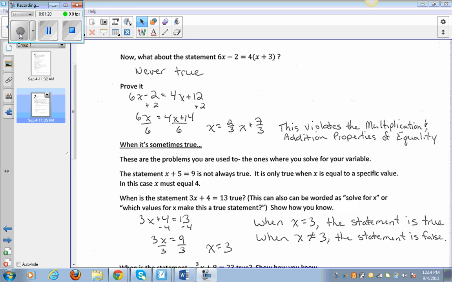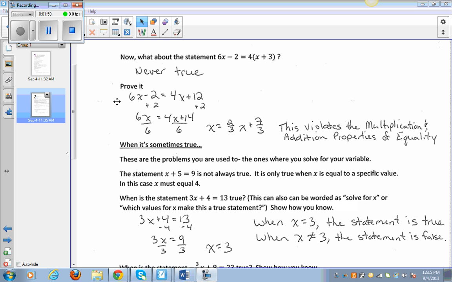So I might repeat myself, but it looks like we were proving that statement is not true. So I added 2 to both sides, got 6x equals 4x plus 14, and then divided by 6 to get my x by itself on the left side, which left me with x equals 2/3 x plus 7/3. And we can't have this because it violates both the multiplication and addition properties of equality. We can't do stuff to an x on one side and not the other, and have them still be equal.